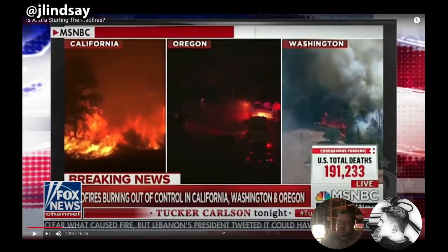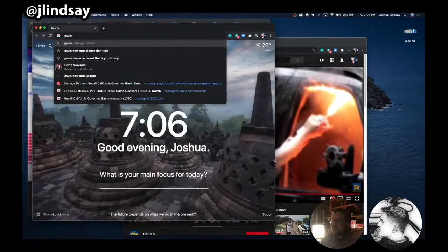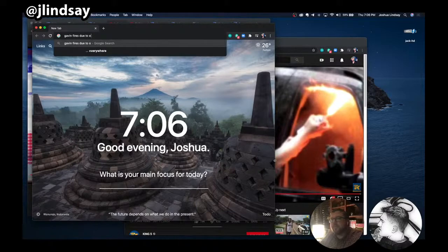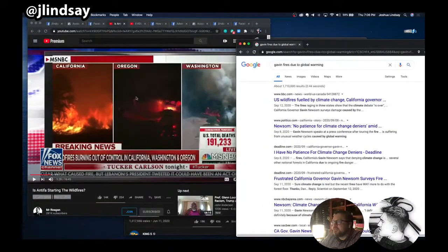The entire West Coast. Gee, shouldn't there be some investigation? Oh no, we can't attribute humans to doing this, because as Gavin Newsom said, the fires are due to global warming. Let's see if we can find that clip while this goes on.